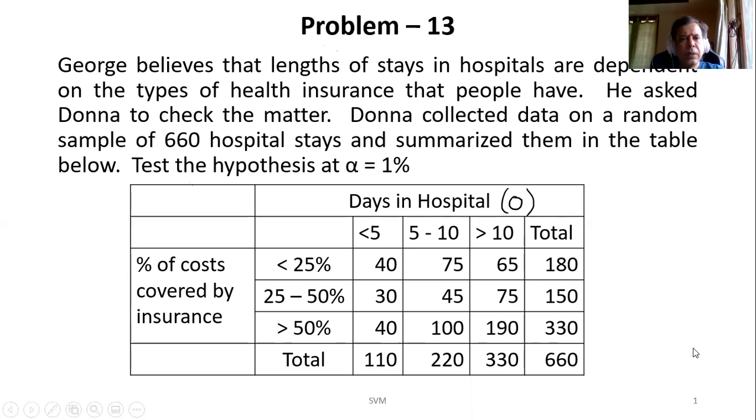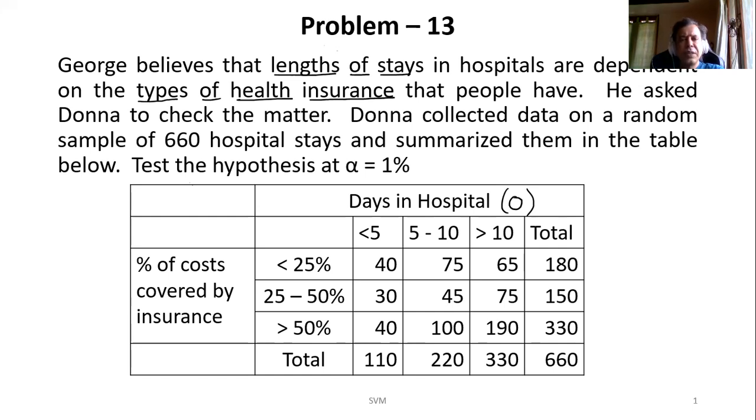Right. So if you look into it, there are two things here which we call attributes. One is the length of stay. Another one is the type of health insurance. These are the two attributes. We need to check whether these two attributes are dependent or independent. Means, is there a relation between these two, or there is no relation between these two?